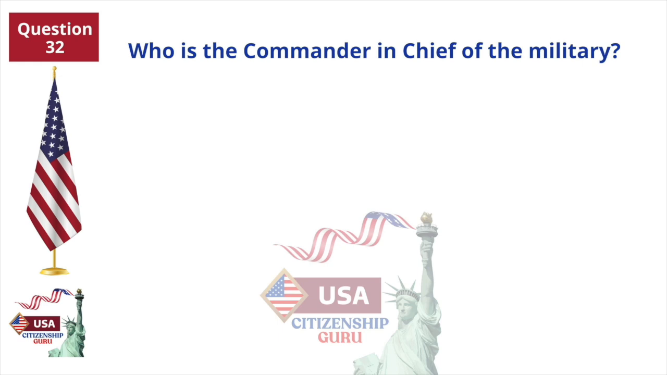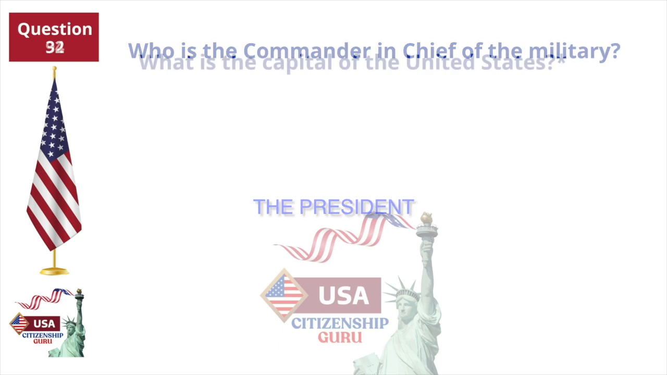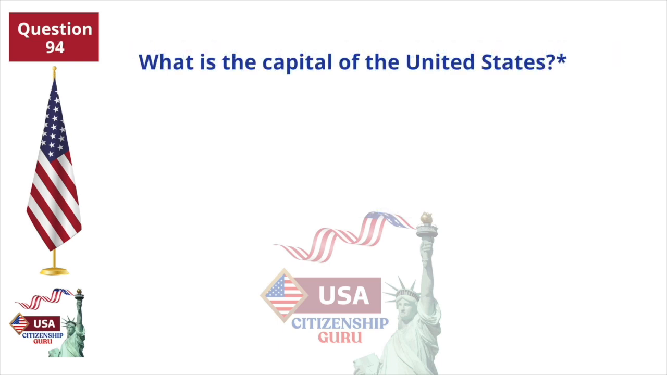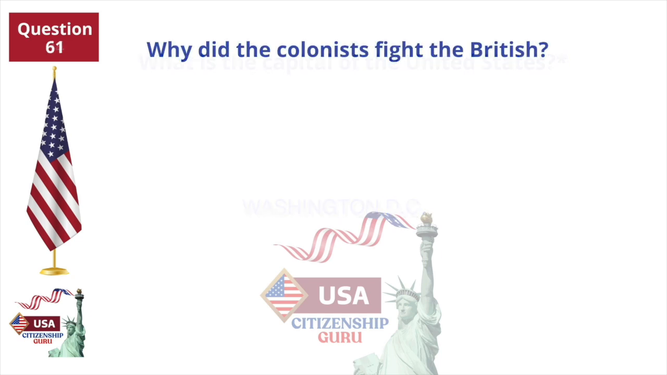Who is the commander-in-chief of the military? The president. What is the capital of the United States? Washington, D.C. Why did the colonists fight the British? Because of high taxes.